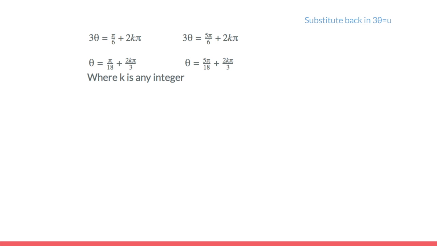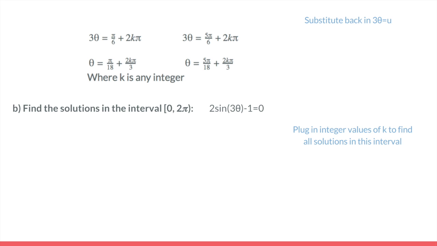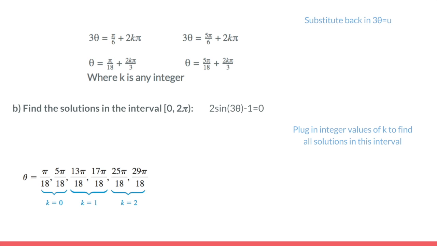Now we need to find the solutions in the interval 0 to 2 pi for 2 sine 3 theta minus 1 equals 0. By plugging in integer values of k, we can find all solutions in the interval 0 to 2 pi. These solutions correspond to k equals 0, k equals 1, and k equals 2. For all other values of k, the corresponding values of theta lie outside the interval 0 to 2 pi. So the solutions in the interval 0 to 2 pi are shown below.